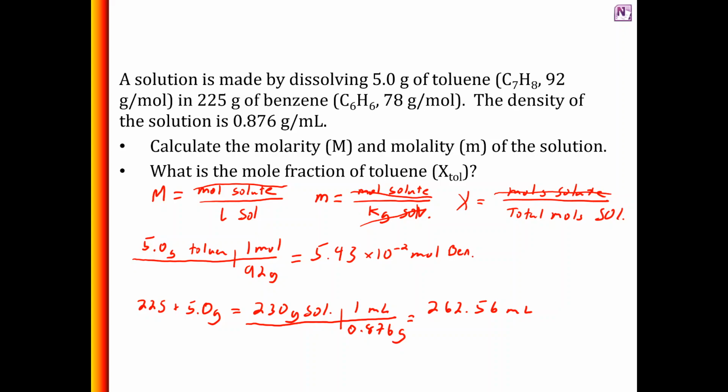So now we have liters of solution. The only thing we're missing now is the total moles. So how do we find the moles of the solution? First, we know the moles of toluene. I said that backwards before. This should be the moles of toluene, because that's our smaller number. That's our solute. What we need to know now is the moles of our solvent, which is the 225 grams.